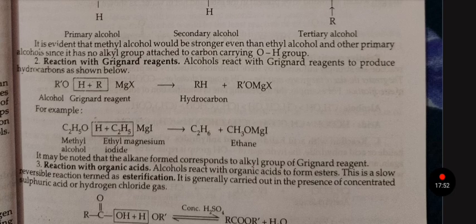Second, reaction with the Grignard reagent. Alcohols react with Grignard reagent to produce hydrocarbon as shown below. Alcohol plus Grignard reagent will give hydrocarbons. It may be noted that the alkane formed corresponds to the alkyl group of the Grignard reagent. Third, reaction with organic acids. Alcohols react with organic acids to form esters.